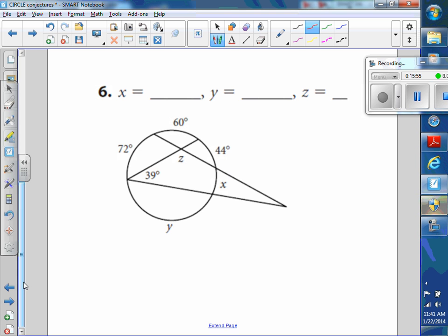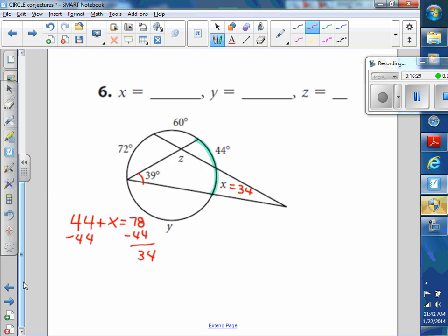Don't you think? I know how to do this. Okay, look at this arc here. Do you see this? So 44 plus x has to be 39 times 2. Double 39, 78. So this has to be 78. So subtract the 44, and you get 34. So hopefully the 34 is okay.